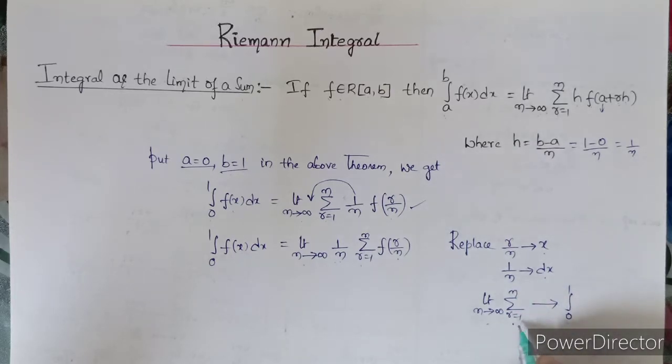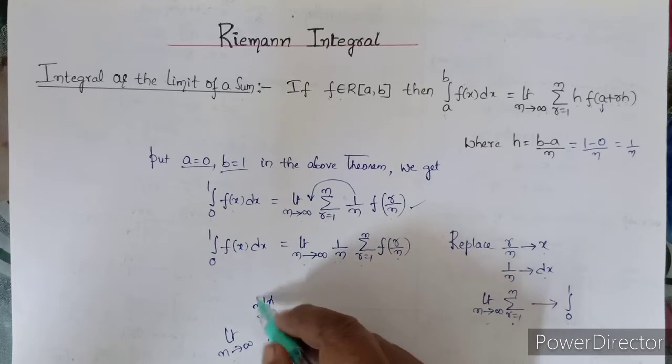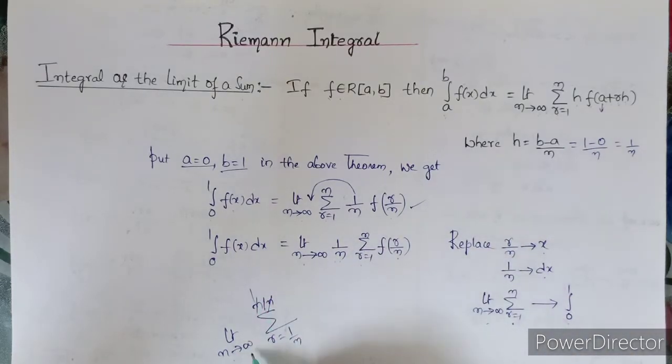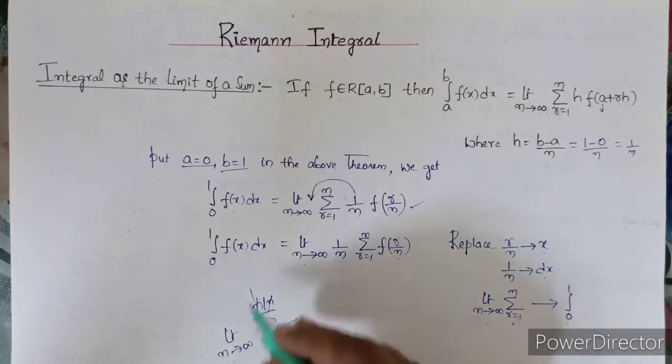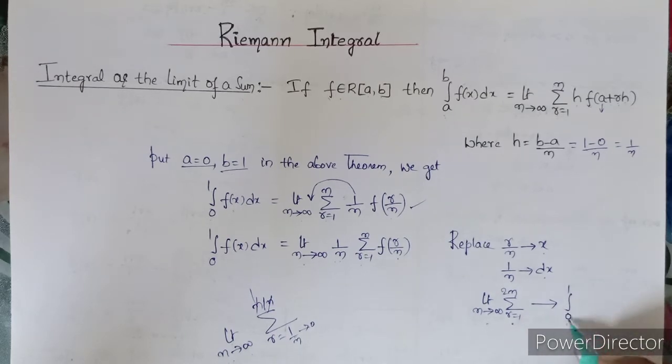First we divide both the limits by n. Then apply limit n tends to infinity. When we apply limit n tends to infinity, 1 by n tends to 0. That is why integral 0 to 1. Suppose here there is a 2n, then it will become integral 0 to 2. Suppose here r is equal to 1 to 5n, then it will turn to 0 to 5. Like this, limits of integration will change.